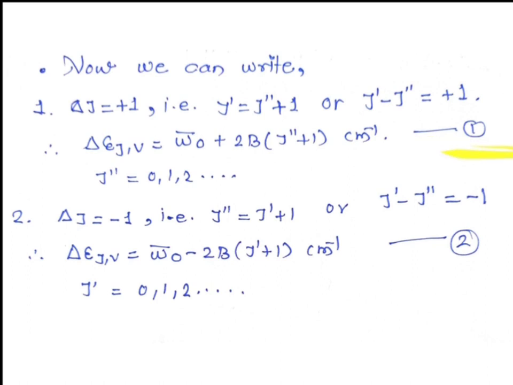So the first equation is used for the calculation of the energy of the R branch, and this equation is used for the calculation of the energy of the P branch. Here the plus notation is there and here it's a minus notation. So from this we can observe that omega bar 0 is the central frequency. From the center the frequency is increasing. Here the plus sign shows the increase in the frequency.